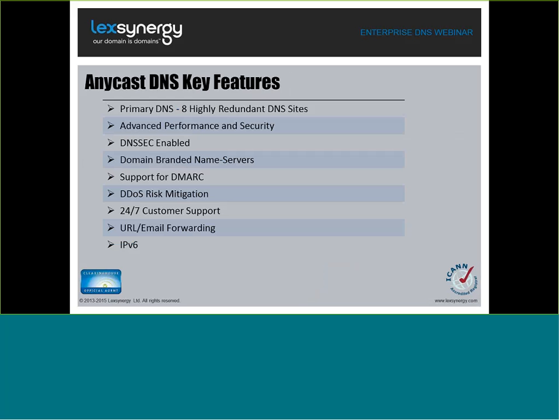Hi, thanks for that, Daniel. So there are the key Anycast DNS features that we'll cover today. The primary DNS is available in 8 high redundancy zones, and they're located in San Jose, Toronto, Miami, Amsterdam, Madrid, Tokyo, Sydney, and Melbourne. And the advanced performance we'll discuss which you gain from Anycast DNS. We'll also talk about DNSSEC support, which is a requirement for .bank, and the branding of your name servers, which is also a requirement for .bank. Support for DMARC records, again another requirement. DDoS mitigation, for example, if you get attacked, and 24/7 customer support surrounding your DNS solution, and URL and email forwarding, and IPv6 support.